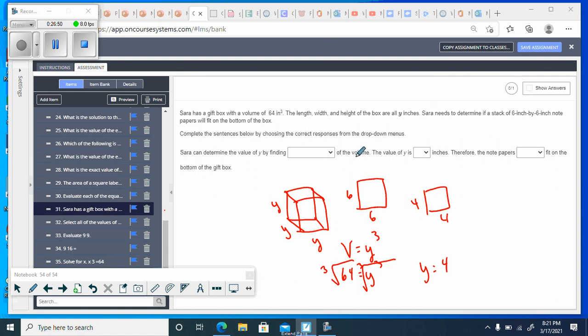Sarah can determine the value of y by finding the cube root of the volume. The value of y is 4. Therefore, the note papers will not fit on the bottom of the box.